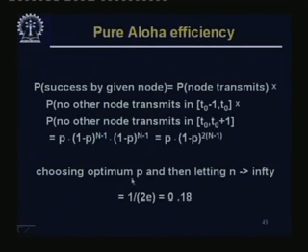So, choosing the optimum P and then letting n tend to infinity gives us an efficiency of 1 by 2e, or about 18%. This is a rather low efficiency for transmission, but that is the efficiency that you get with unslotted pure ALOHA.